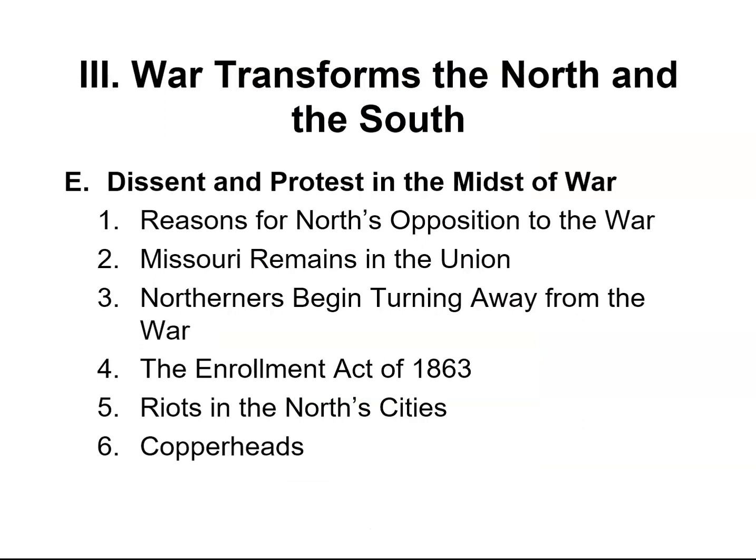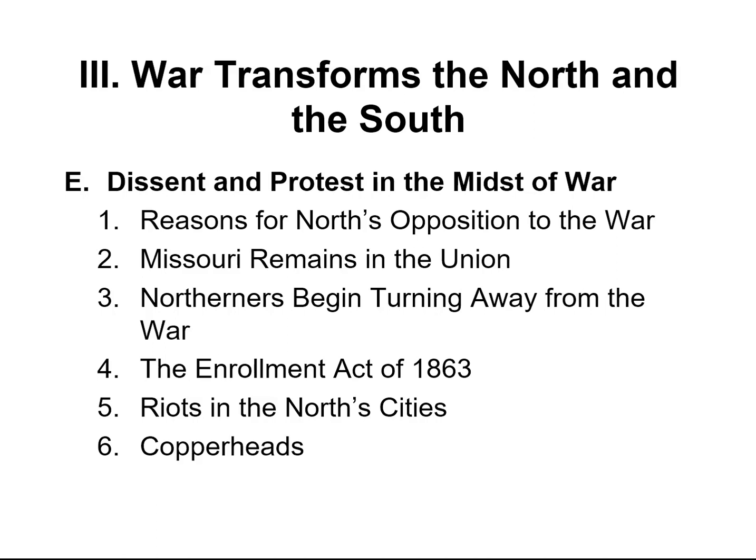But not everything is going towards the war effort. We are going to have some dissent, some people that disagree with the war effort, and also some protests that happen in the midst of the war. The length of the war, the rising casualty rates, and the negative impact of the war on wages and prices spurred Northern opposition to the war.